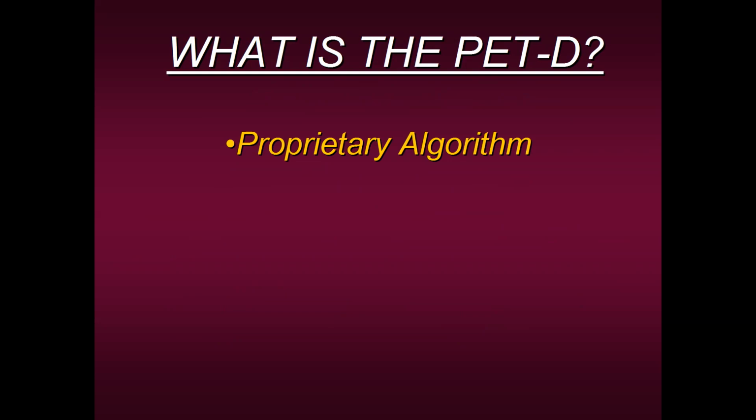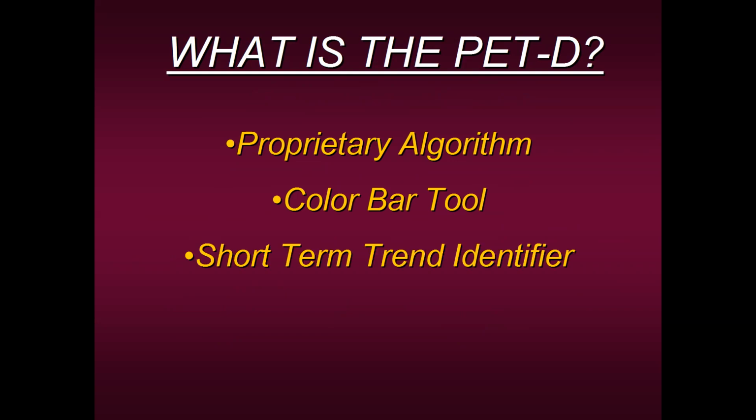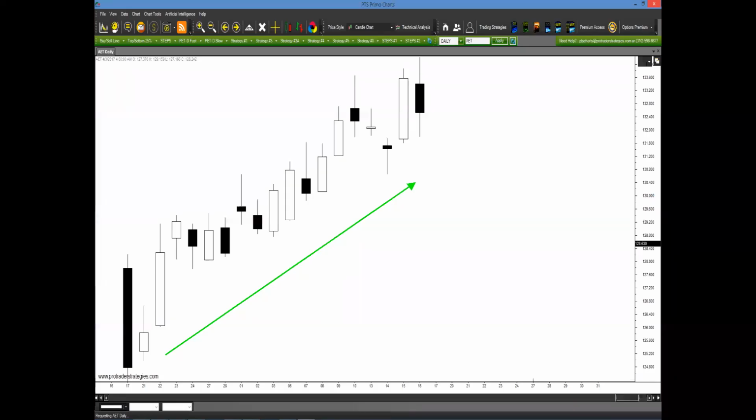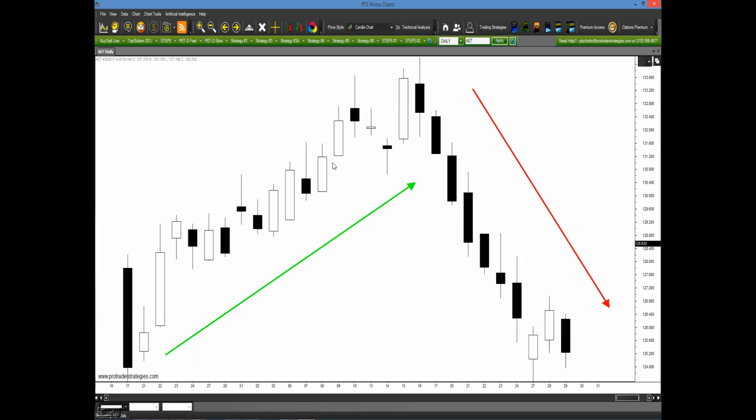But we've taken all the hard work out of it for you, so it's proprietary, and we've developed it into a color bar tool. What it does is it colors the bars either green or red, and it tells you the short-term trend by the specific color. For example, as we look at this older chart, we see here that, okay, it's going up. Most of the time, we're not convinced it's going up till somewhere around here. And right when we get in, look what happens, right?